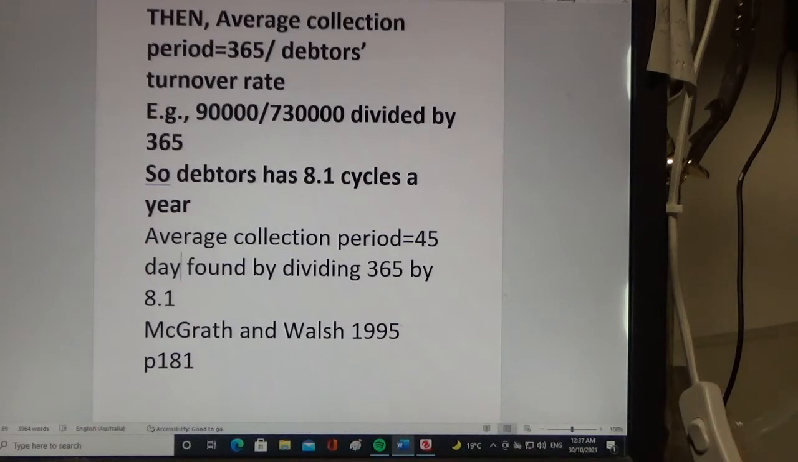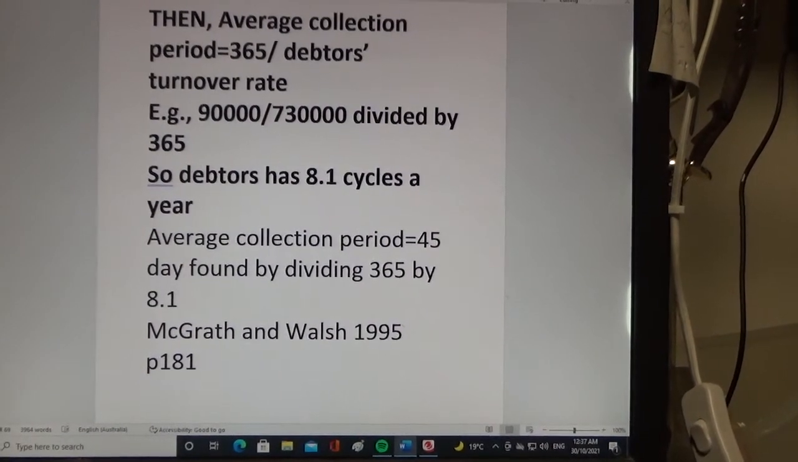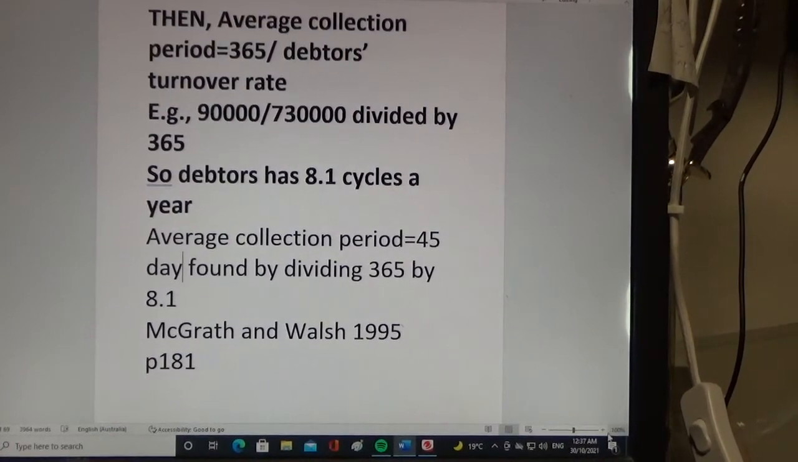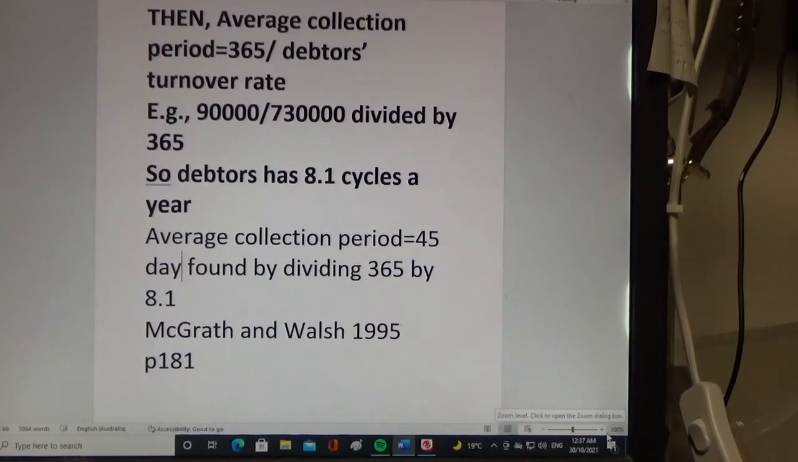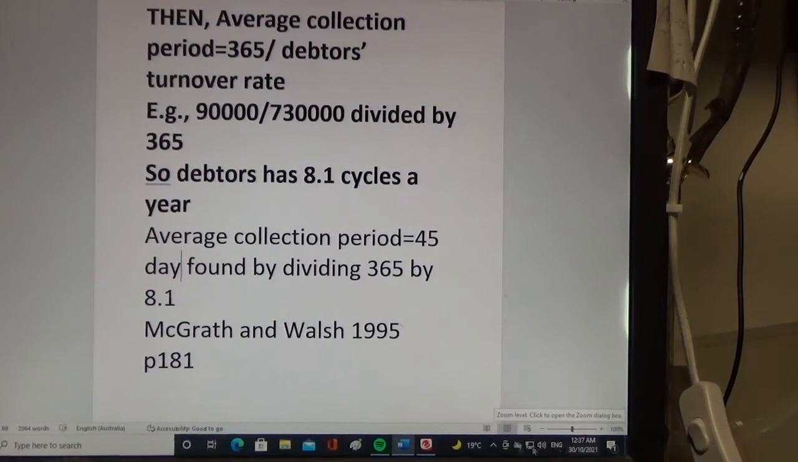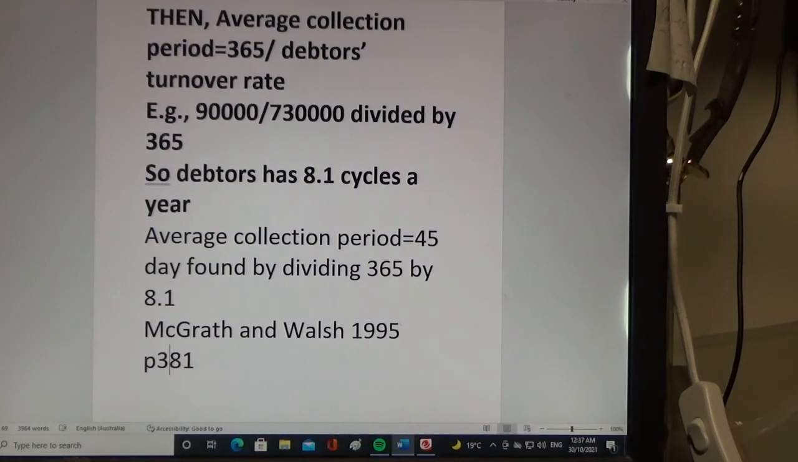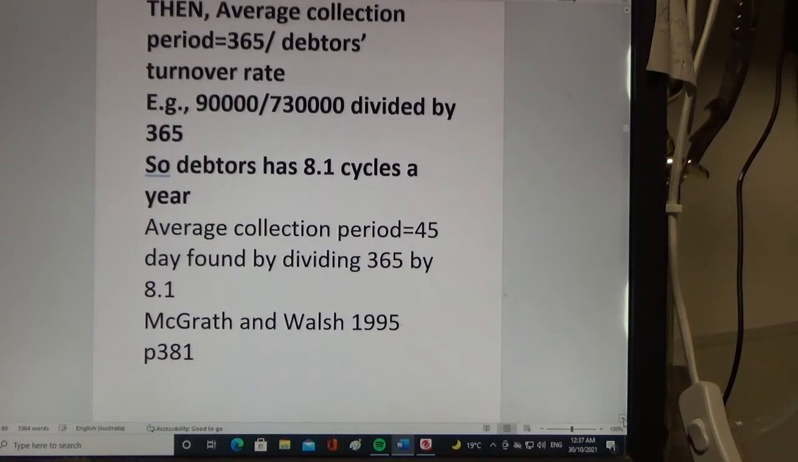So I nearly made a terrible mess of debtors turnover rate, but have a look yourself, and it is McGrath and Walsh. Actually, it's page 381. I got the wrong page. Let's just move on, because sometimes you get a bit stuck.